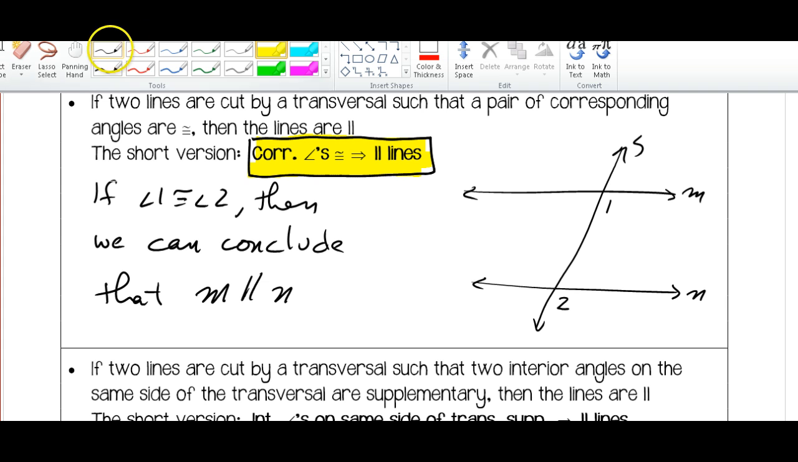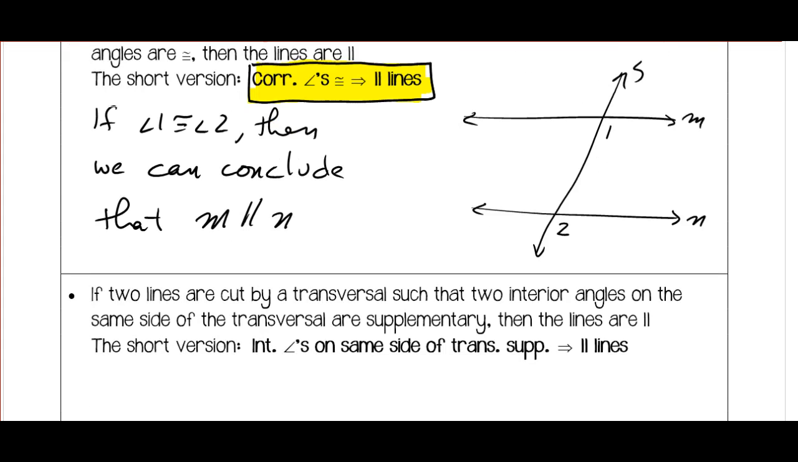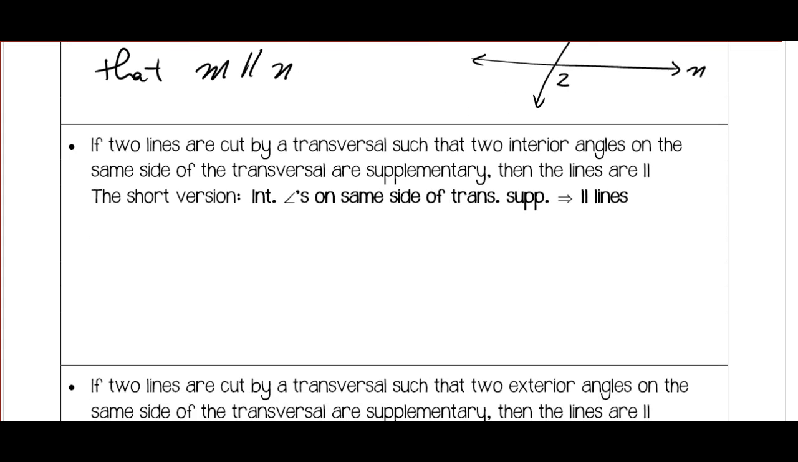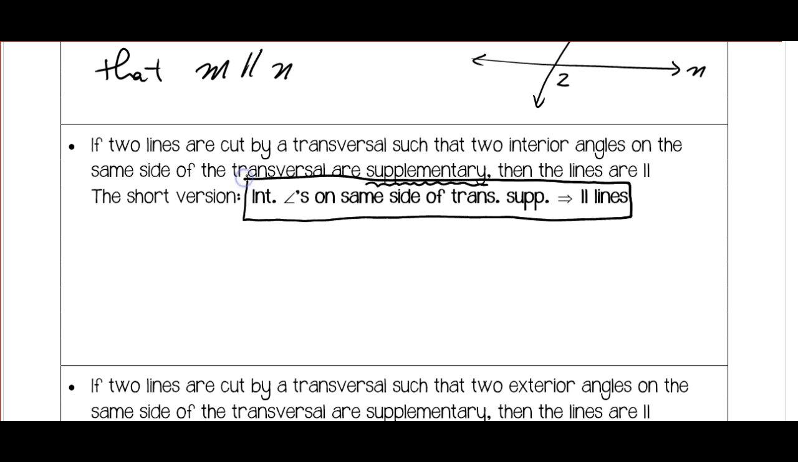Alright, the next two are a little bit different. So if two lines are cut by a transversal such that two interior angles on the same side of the transversal are supplementary, then the lines are parallel. Okay, and then again, here's our shortcut. Interior angles on the same side of transversal supplementary implies parallel lines.